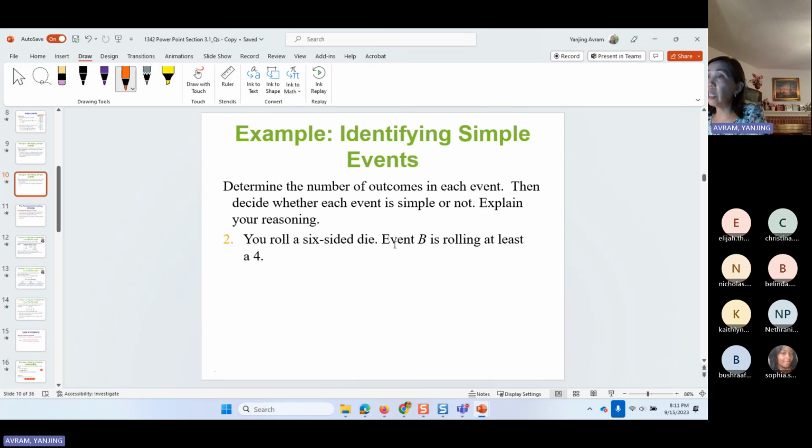So rolling a 6-sided die, event B is rolling at least 4. So what does at least 4 mean? We know the die will be 1, 2, 3, 4, 5, 6. So what does at least 4 mean? Okay, so at least 4 means it's greater than or equal to 4. So that's 4, 5, and what? 6. All right, at least 4 also includes 4.